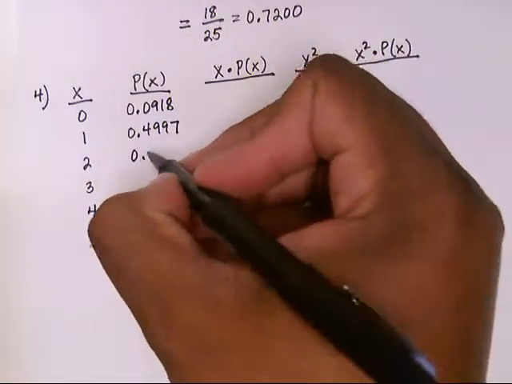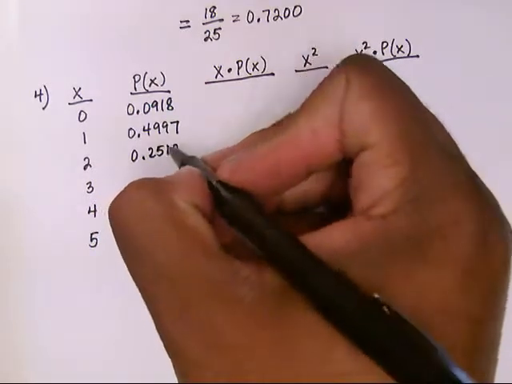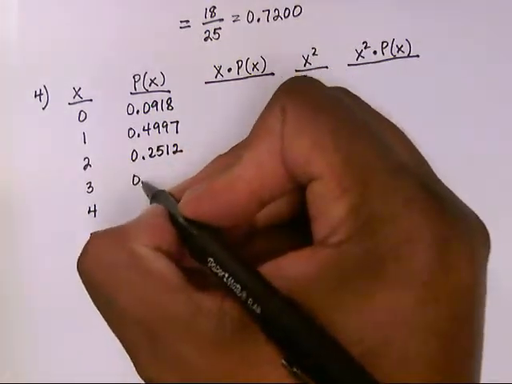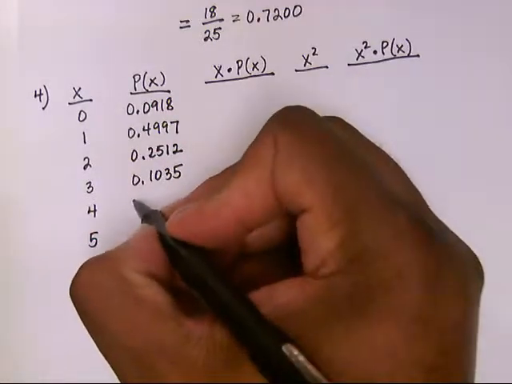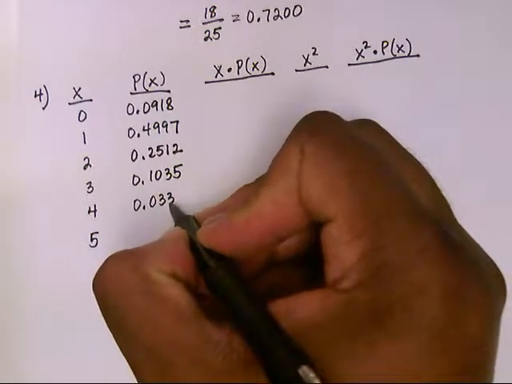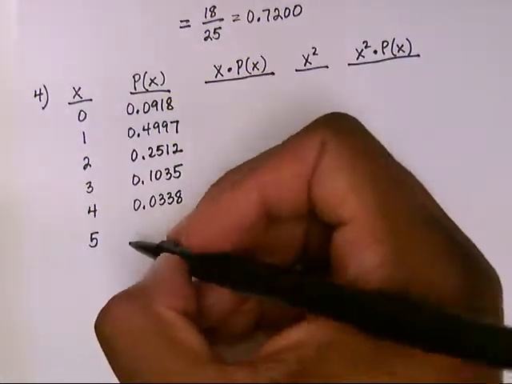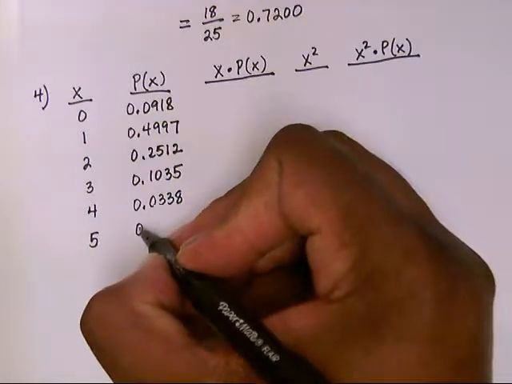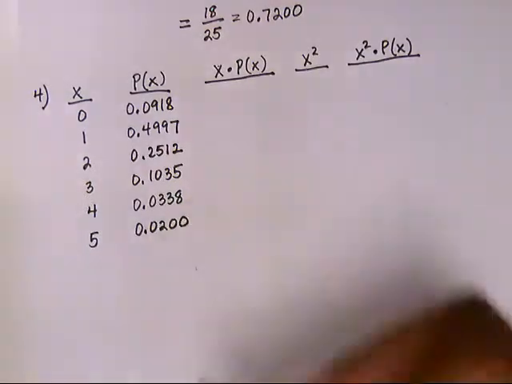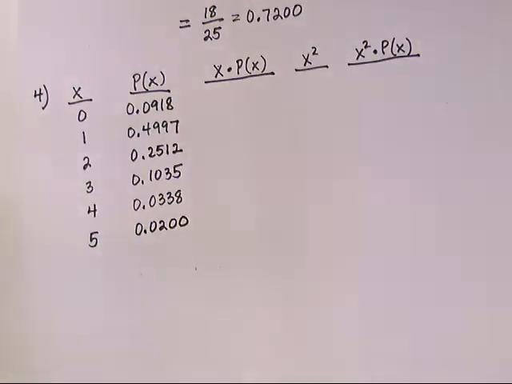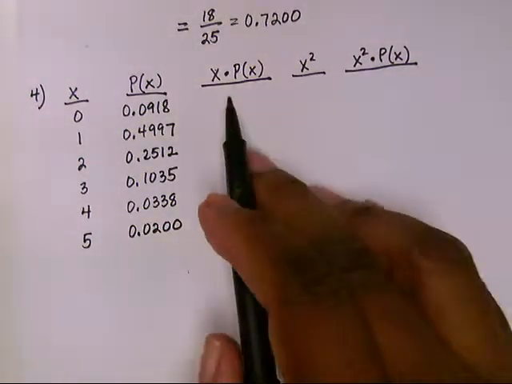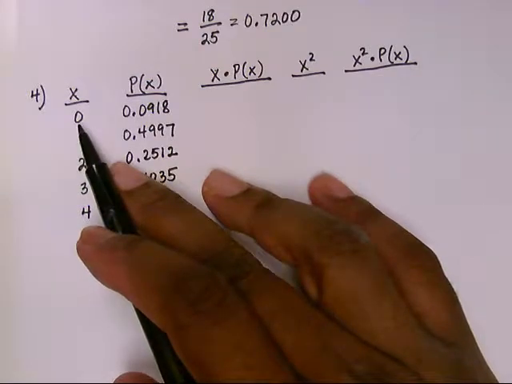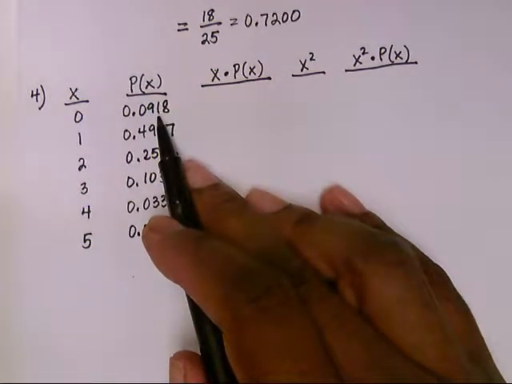The next is 0.2512, then 0.1035, let's say 0.0338, and then 0.0200. Okay, I just want to make sure that I copied everything correctly. Now, for the x times p of x, we take the x value multiplied by its corresponding probability value.